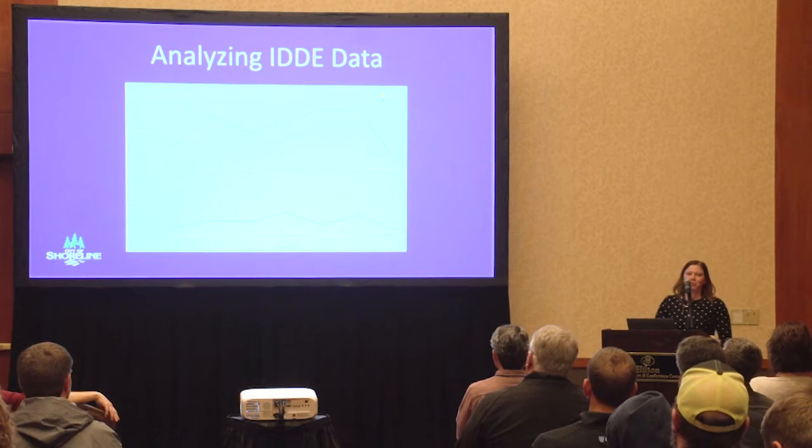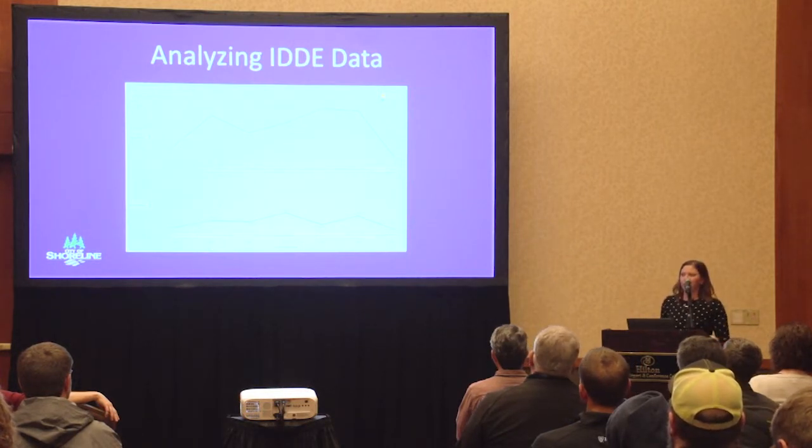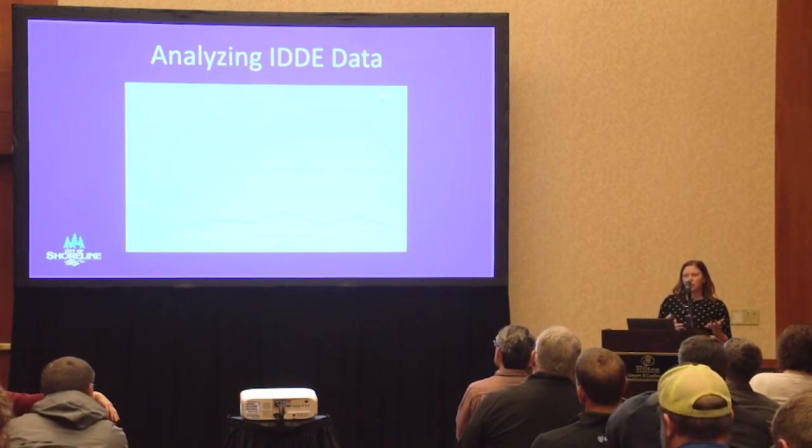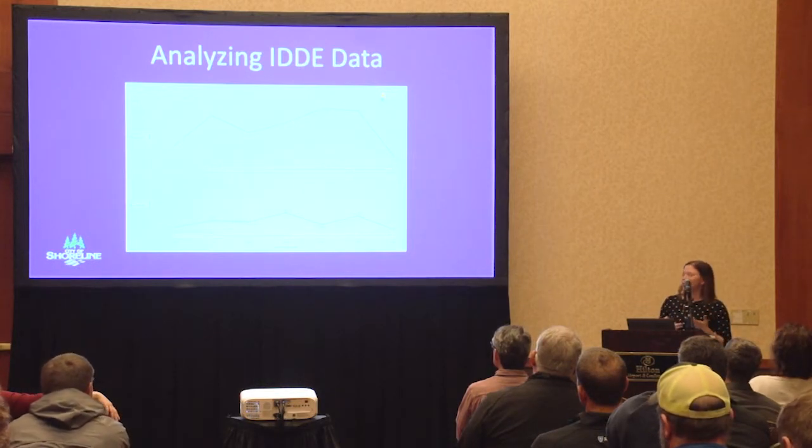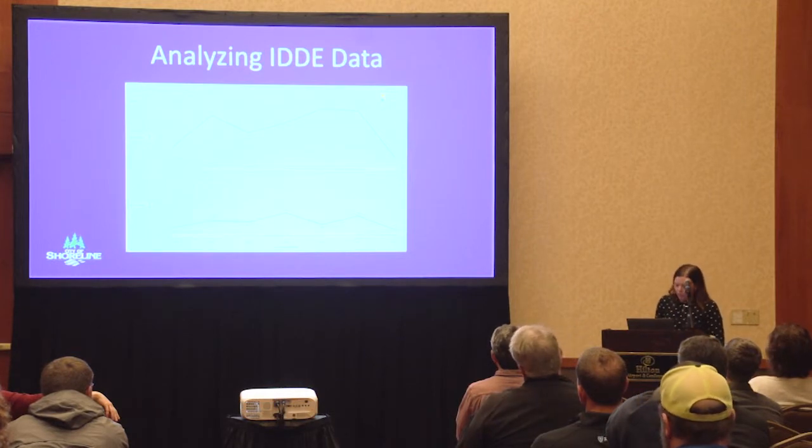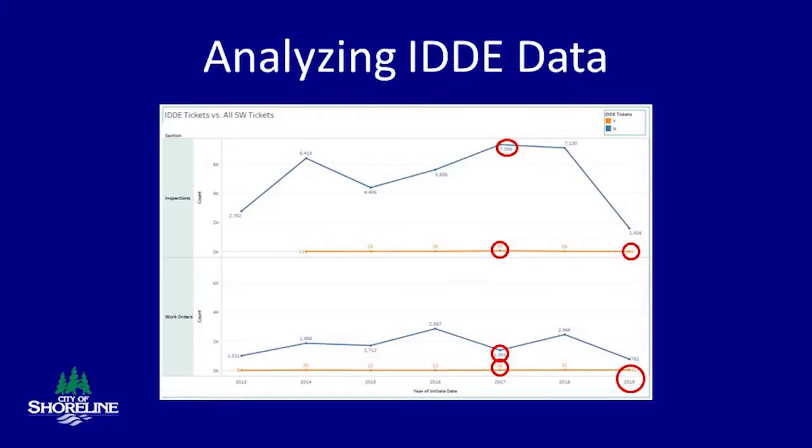So what can you do with this data you've been collecting for the last 6 years? Ecology's implementing this new reporting requirement so that they can analyze it, but it's something that we can also do on our local level. So this is one way to look at the data you've been collecting over the years. This is looking at the number of IDDE inspections and work orders versus all of our surface water inspections and work orders. We can see a correlation: there are fewer work orders than there are inspections. That's because a work order will typically have multiple inspections associated with it.